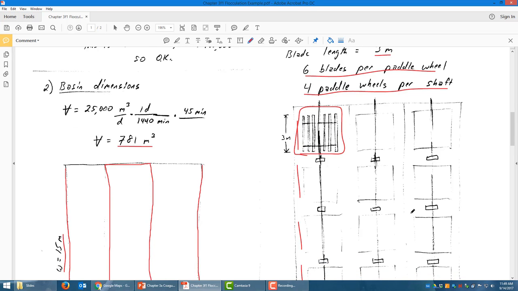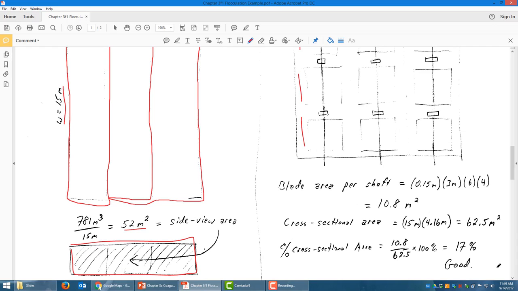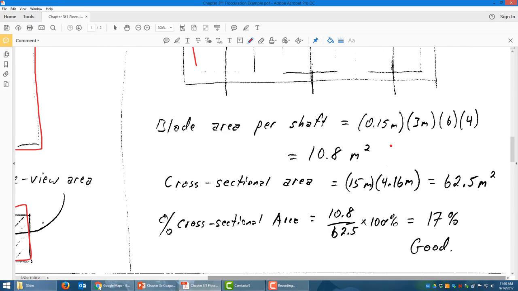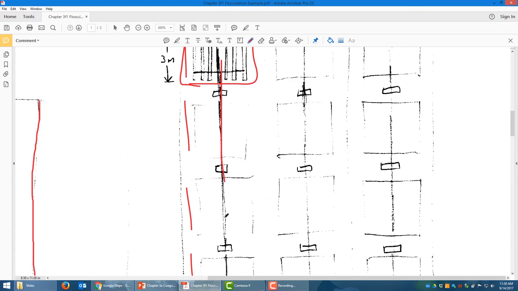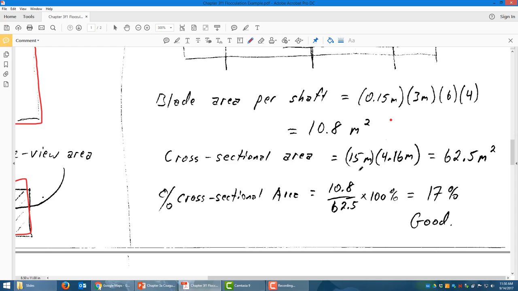so 15 centimeters wide. Okay, so from that, we know the blade area per shaft is 0.15 times 3 meters times 6 paddles per wheel times 4 wheels per shaft, and the total blade area per shaft is 10.8 meters squared. So what that's saying is each of these shafts, so 1 shaft, 2 shaft, 3 shaft, each of those has a total of 10.8 meters squared of blades on it.